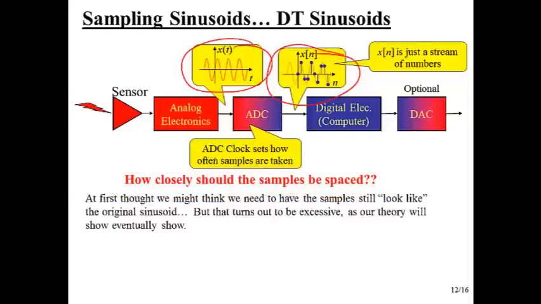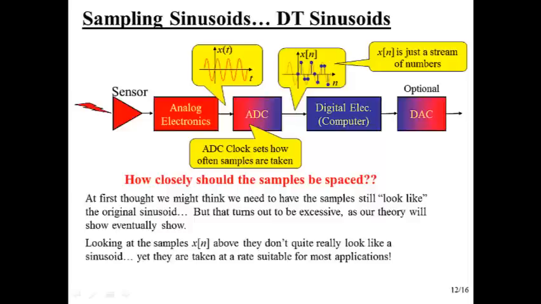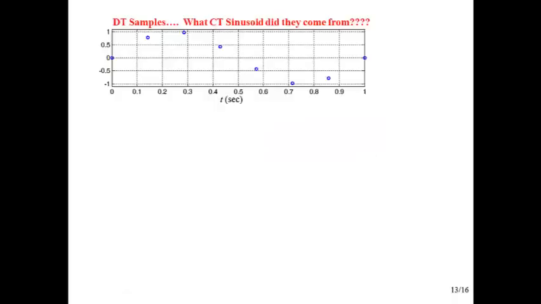So at first thought, you might think that you should take enough samples to make the discrete time sinusoid look like the original, but it turns out that in many cases that's excessive, and we want to minimize the amount of data we've got to store and process and so forth. So we want to find just how fast we need to sample and have everything still work mathematically. So here's a question for you. Here's some samples. What does your eye see? What sinusoid did these come from?